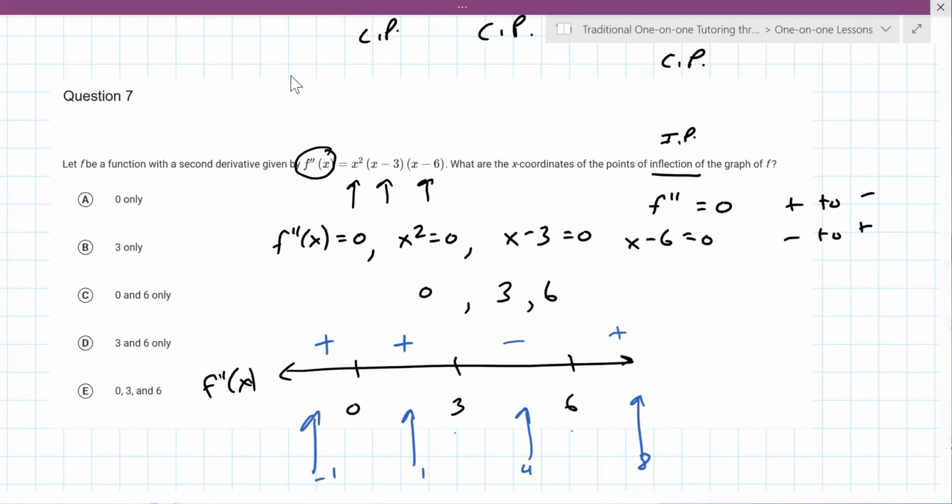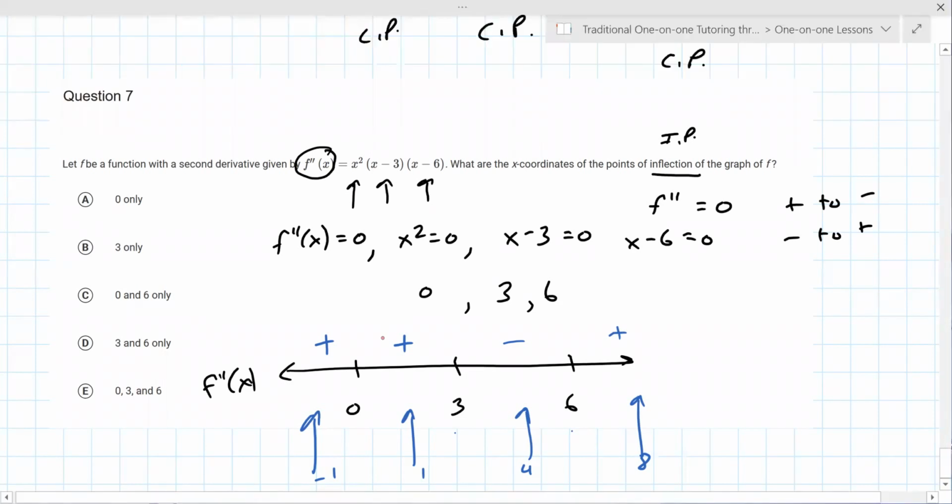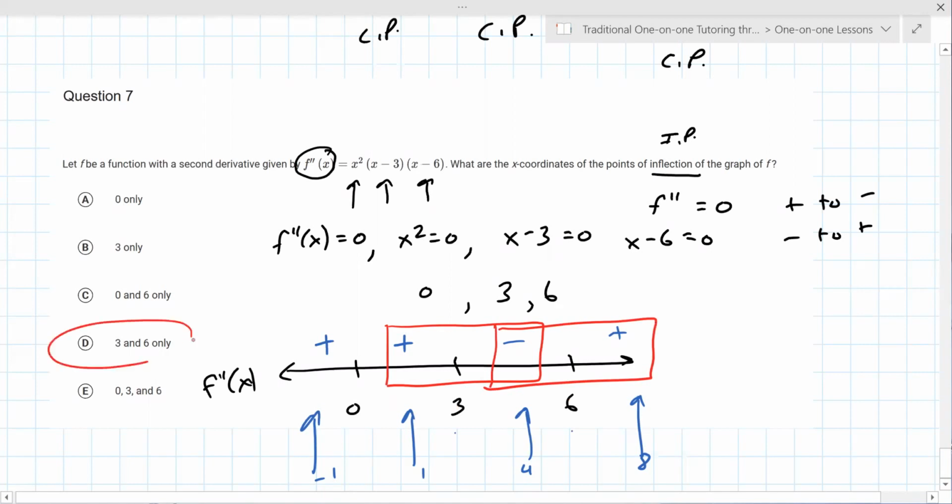From 1, do you see how this goes from plus to minus? Yes, that's the only one, right? But no, the next one goes from minus to plus. Oh, okay, right. So there's one at 3 and one at 6. That makes sense. It's only when the sign changes. Right.